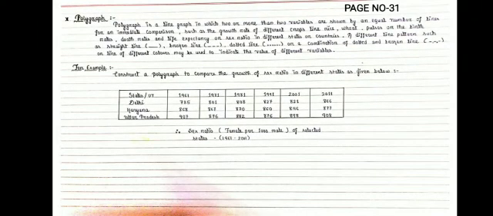Then the next topic is polygraph. A polygraph is a line graph in which two or more variables are shown by an equal number of lines for an immediate comparison, such as the growth rate of different crops like rice, wheat, pulses, or the birth rate, death rate, life expectancy, etc. One example is also here: construct a polygraph to compare the growth of sex ratio in different states as given below.